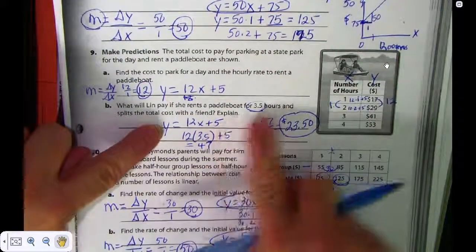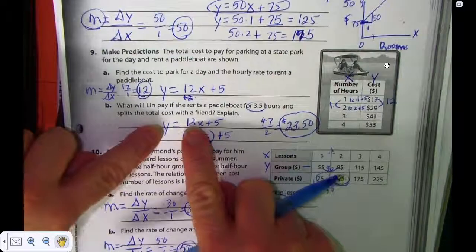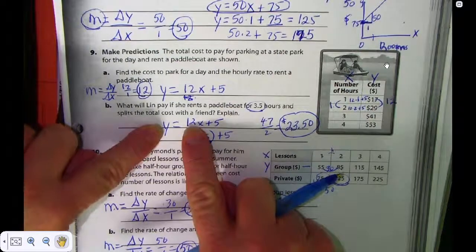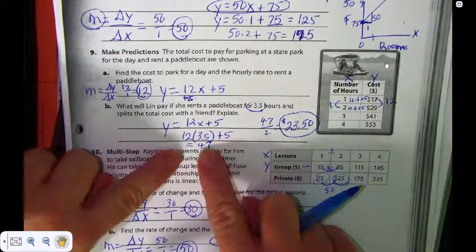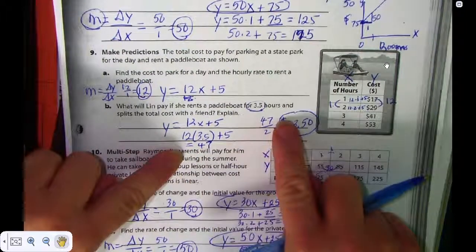So Lynn rented it for 3.5 hours. So $12 per hour, and then plus 5 to park. And we got 47. You take the 47, divide by 2, you get 23.50.